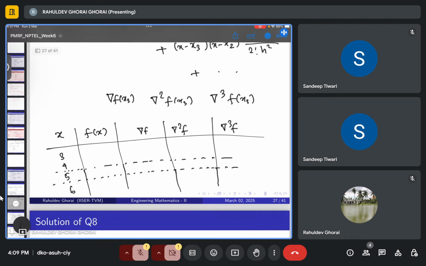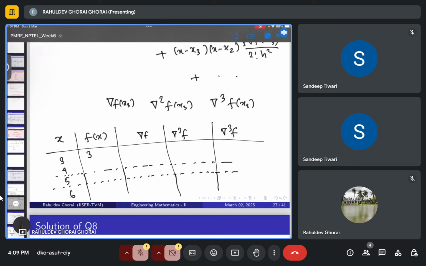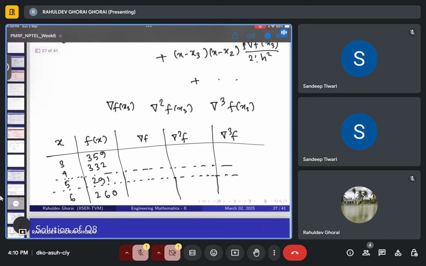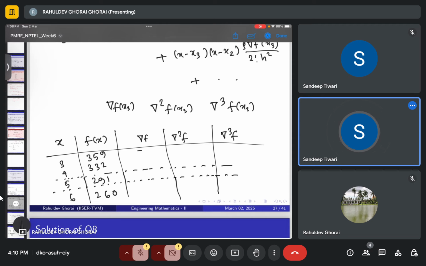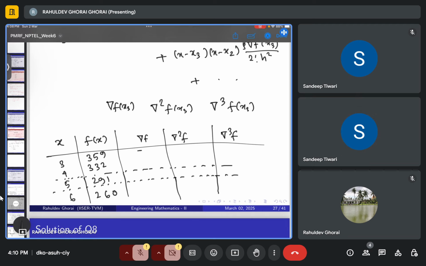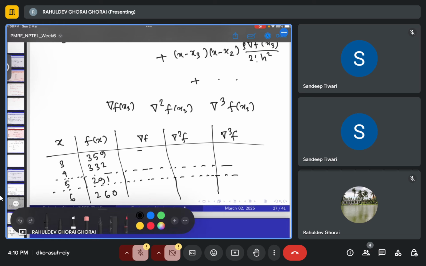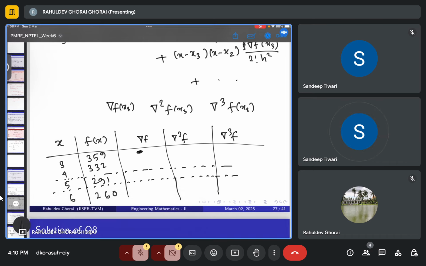Now what is the f of x value? You have 359, 332, 291, 260. Now backward, for del f, what will be this first value? 332 minus 359? No, that's why I asked deliberately. This value won't be there, you cannot evaluate it. At this point it has to be this point minus the previous point, and we don't know the previous point.